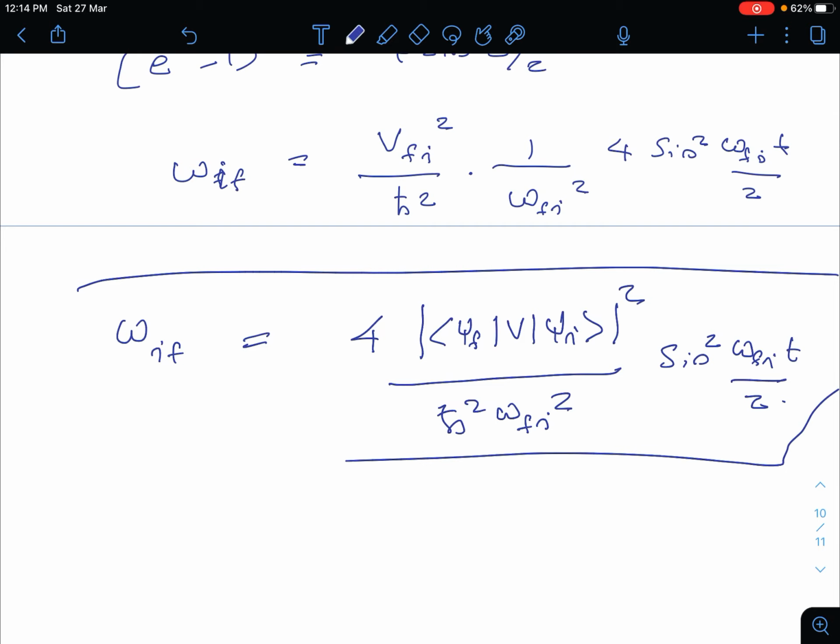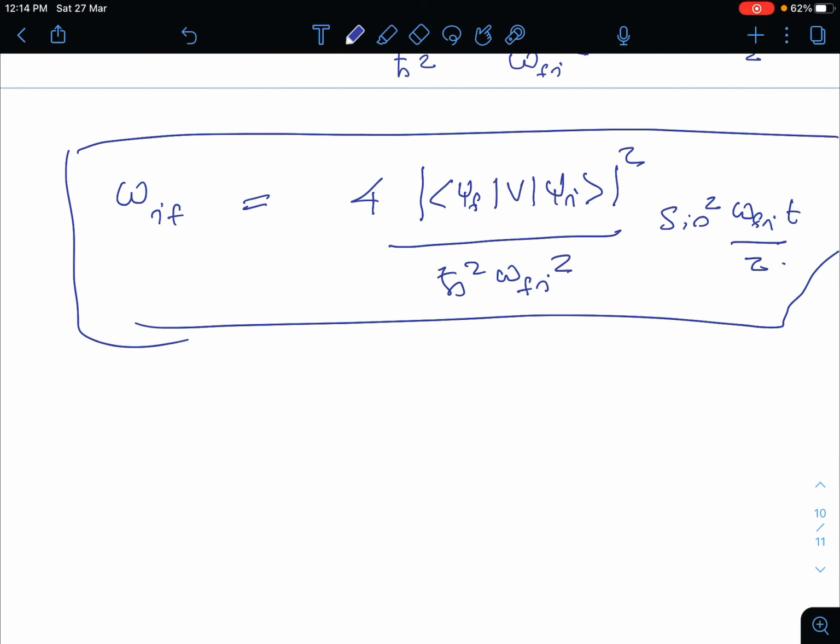Constant perturbation. See, what is the beauty of this thing here? This sine square varies from 0 to 1. Since you have a sine square function, it will be an oscillating function between 0 and 1. So the probability changes from 0 to a maximum.